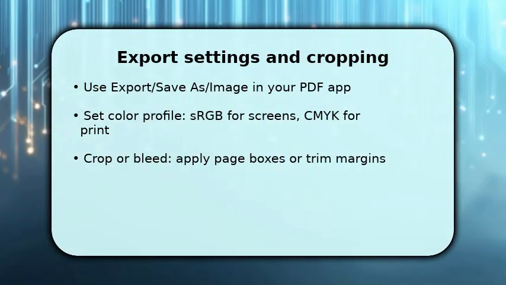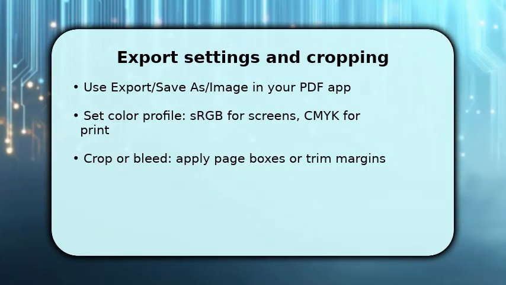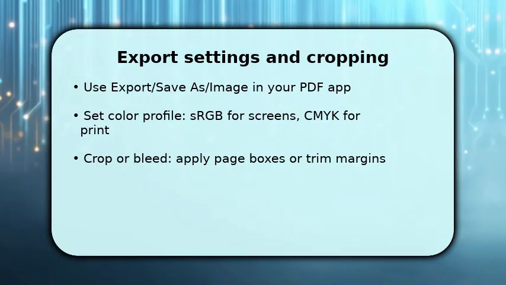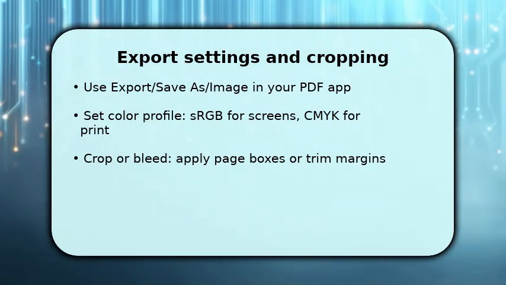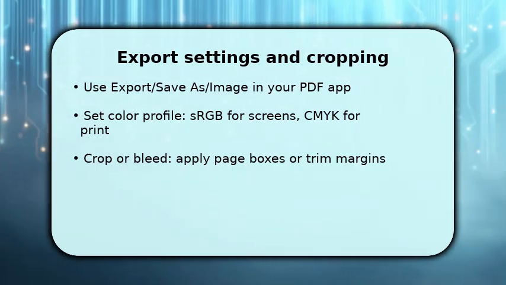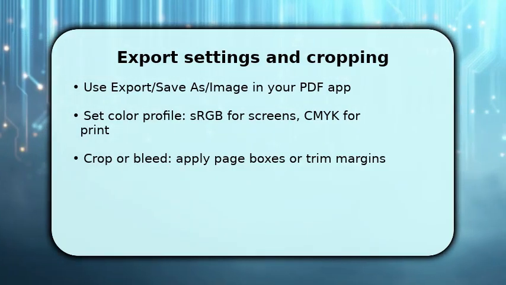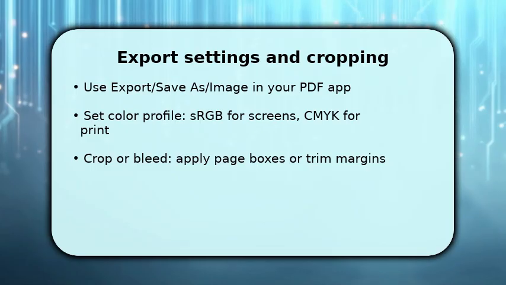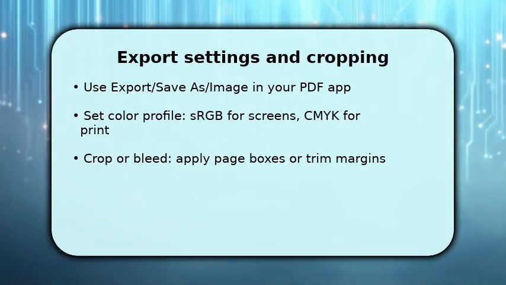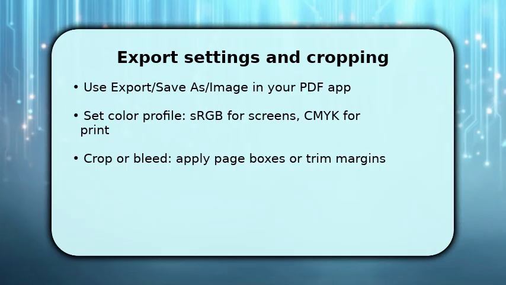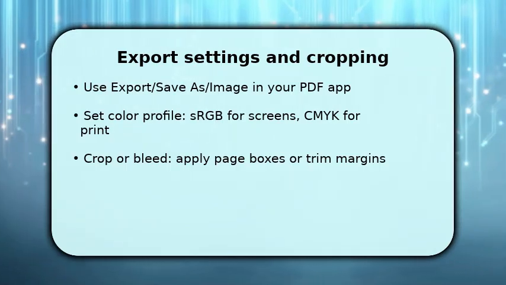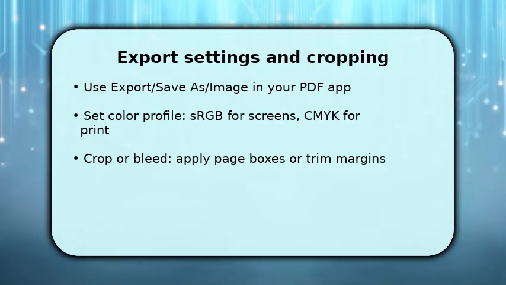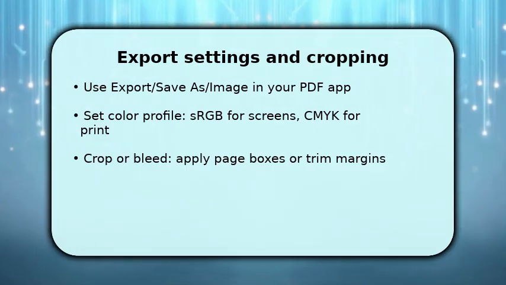Now you'll configure export settings and handle framing. In export or save as, pick image then your format and set quality or compression. Higher quality reduces artifacts but increases file size. Make sure to pick the right color profile, sRGB for screens, CMYK for printers, because colors shift otherwise. If pages have extra margins, apply crop boxes or trim to remove them. Once configured, export a single test page to validate color, resolution, and crop before batch processing the rest.